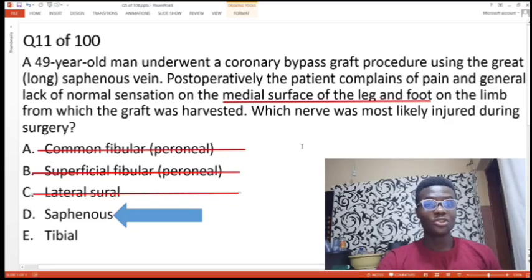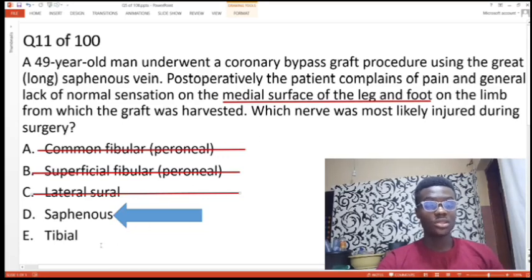More so, the superficial fibular nerve is also regarded as the musculocutaneous nerve of the leg because in its upper parts it supplies muscles, that is the fibularis longus and the fibularis brevis, and in its lower part it gives cutaneous innervation. So it gives both muscular and cutaneous innervation. That is why it is regarded as the musculocutaneous nerve of the leg. That is just additional info.